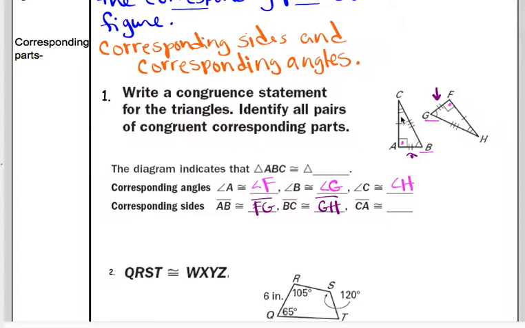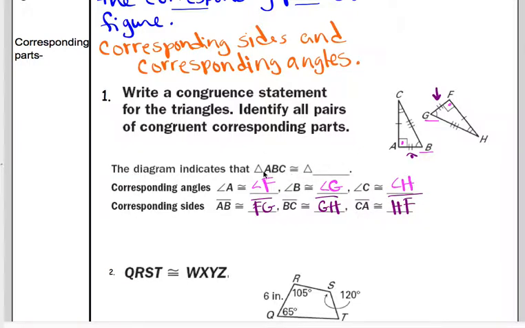And then CA is marked with 1 marking. The one with 1 marking here is FH or HF. Since they said CA, I'm going to say HF, although you could put FH as well. These are segments. You can change the order on them, but you need the little bar over the top just like they had on the left side.